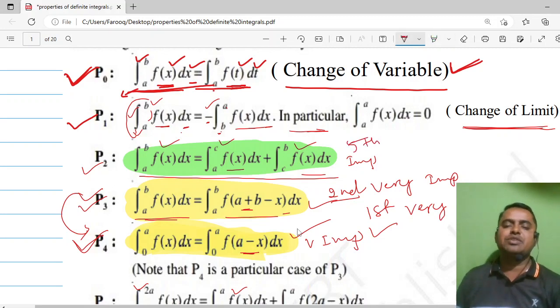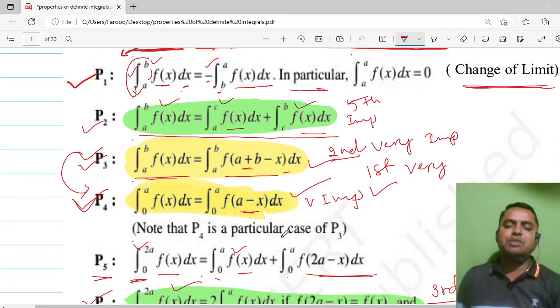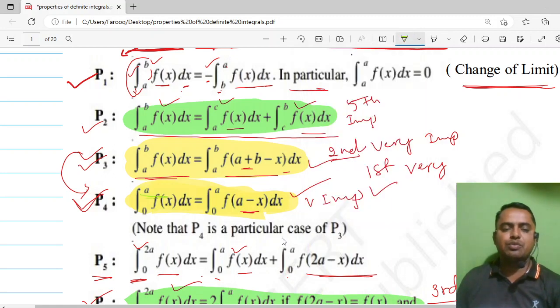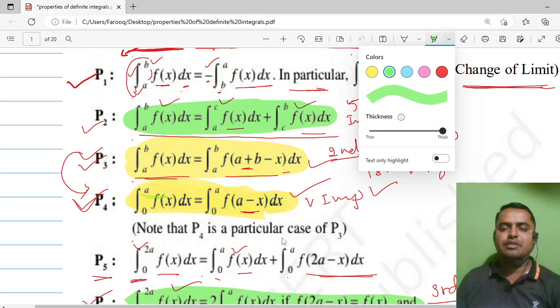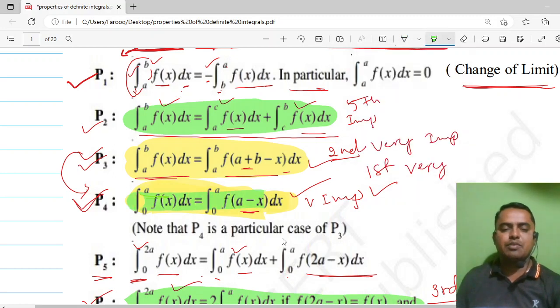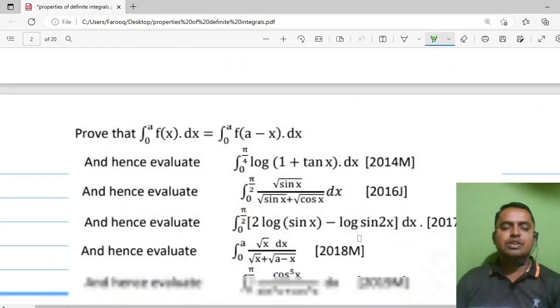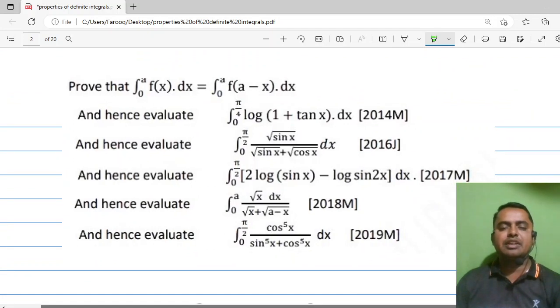So on the basis of priority, the first very important property is what we will prove. This property, and the problems whatever they have asked in the previous examinations, all we will solve in this video. So let us try to understand how to prove this property and how to solve the problems. The question will appear in question number 59 part E for 6 marks. The property will be given and the proof also.